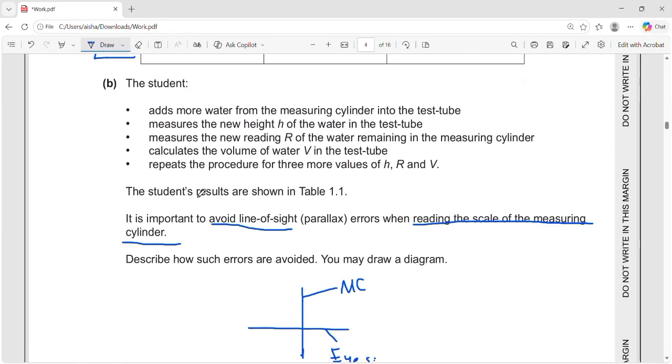It is important to avoid line of sight, or basically parallax error, when reading the scale of the measuring cylinder. Describe how such errors are avoided.